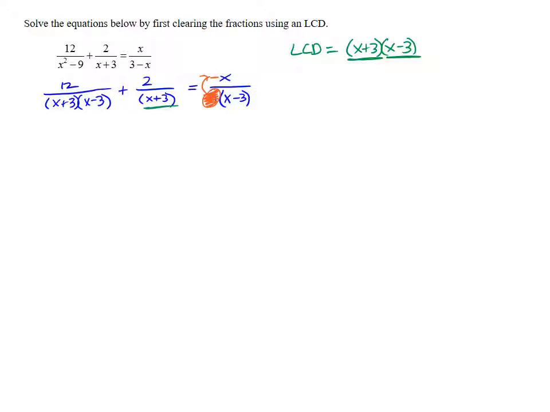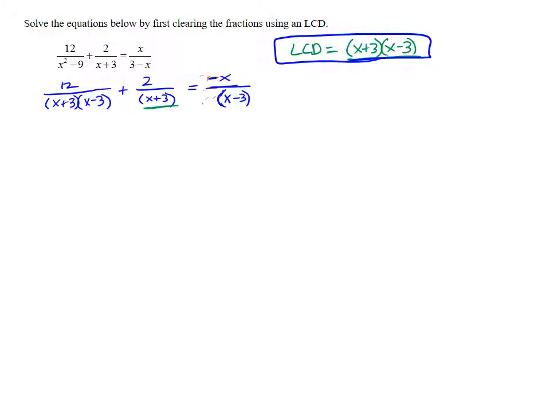So that means my numerator is now going to be -x, and my denominator is going to be x minus 3. So I've just changed this problem a little bit. It's still the same equation, it's just that it's going to be much easier for me to work with and a simpler LCD if I move that negative to the numerator. And that's allowable with fractions.